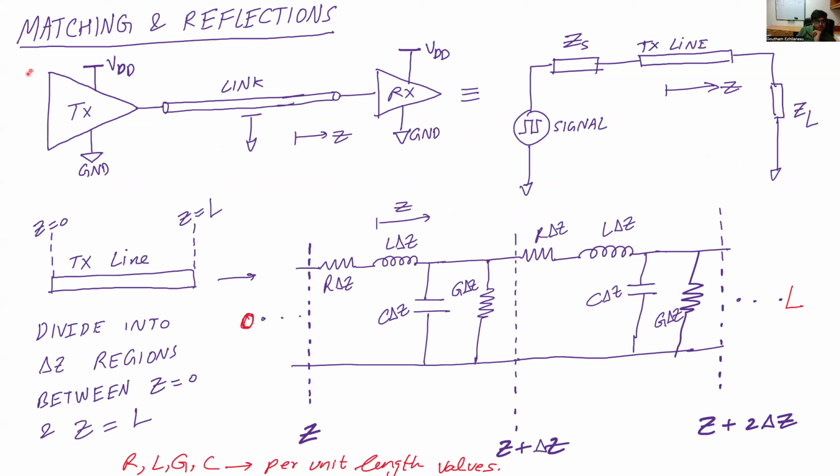So there's a transmitter here, which is connected to VDD and ground, and there's the actual transmission link, and then the receiver connected to VDD and ground. And this whole thing can be modeled by this equivalent circuit where there is the actual digital signal source, and then there is some source impedance, the transmission line, and then there is a load impedance.